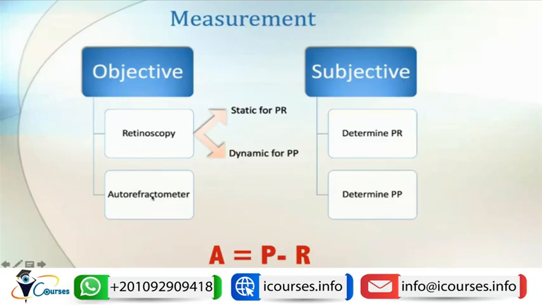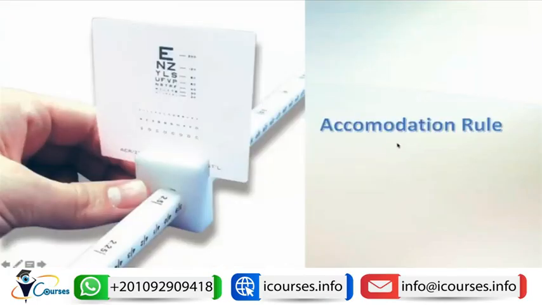And there is another method called the autorefractometer that can also measure the amount of accommodation. We have also subjective methods, so we can use a subjective method to determine punctum proximum and the punctum remotum, and with the difference between them, we can calculate the amount of accommodation by subtracting the power of the eye at the punctum remotum from the power of the eye at the punctum proximum. And this can be done by a ruler called the accommodation rule.